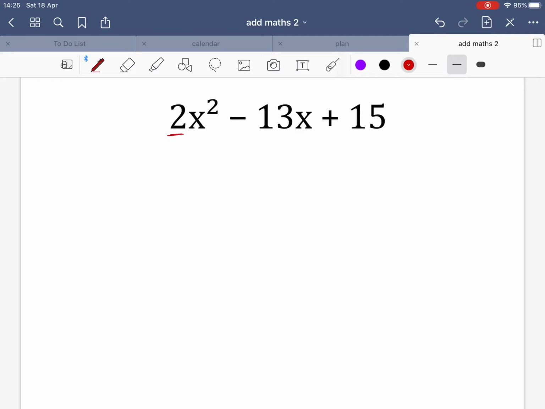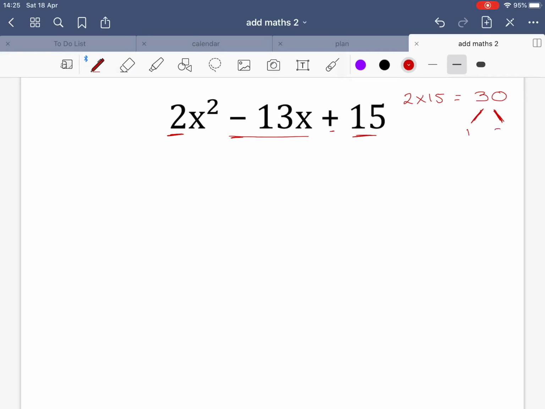Same thing. We start by multiplying our two numbers. So in this case, they are quite small, but 2 times 15 gives me 30. That's always step 1. Next step is to think of your factors that multiply to make 30 that add up to make minus 13. Very tricky on this one, because we need positive 30, because there's a plus 15, but we need a negative 13.